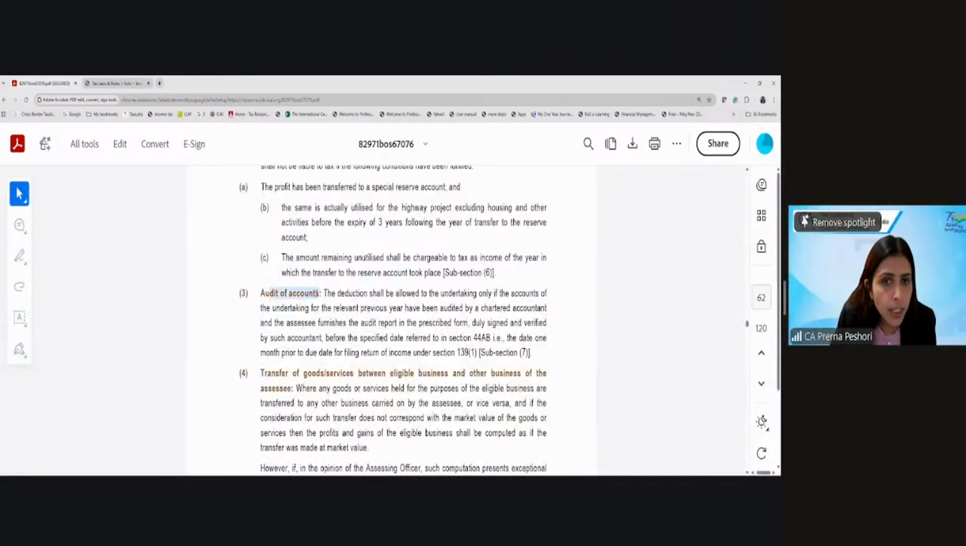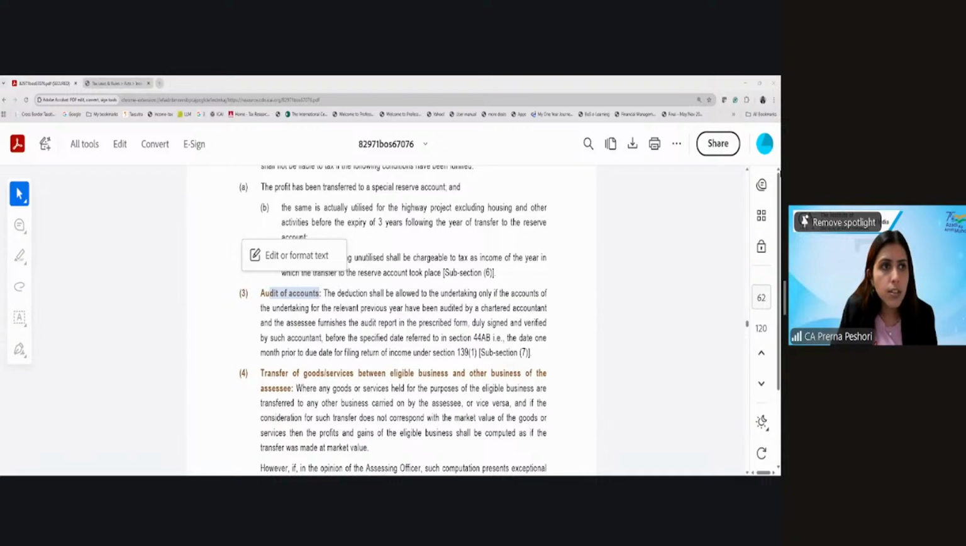Secondly, there has to be the audit of accounts. For all the ICAI deductions, the deduction shall be allowed only if the accounts of the undertaking are audited by a chartered accountant and the report is furnished by the due date under 44AB, which is 1 month prior to the due date of return of income, right? Because if you are claiming deduction, the government has the right to know whether you have correctly computed or not. Yes, Samyathan, only the company is eligible for ICAI. That's what we discussed also, isn't it?